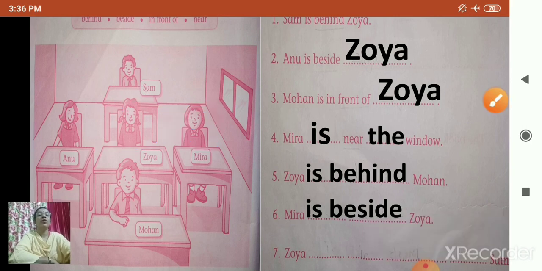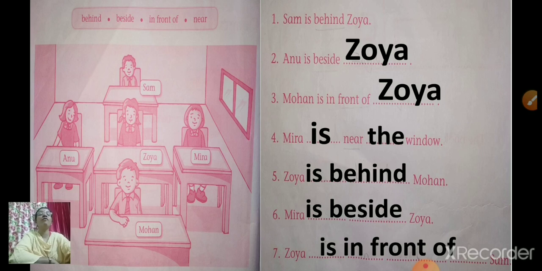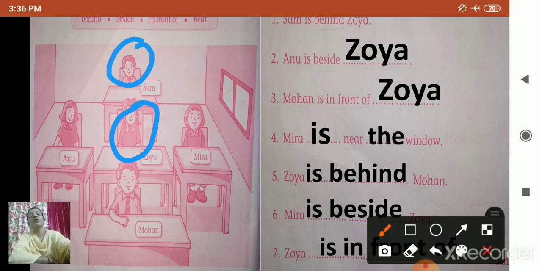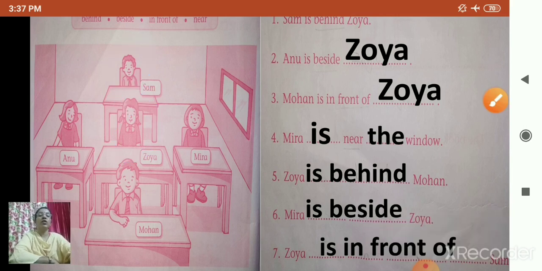Next one. Zoya, Sam. Now Zoya is in front of Sam. This one is Zoya and she is in front of this one, Sam. So in front of Sam, who is sitting? Zoya. So Zoya is in front of Sam.